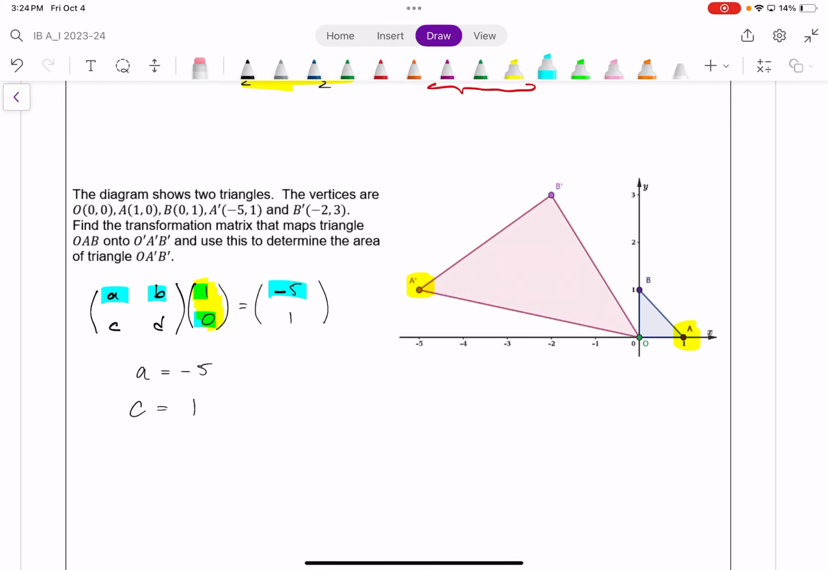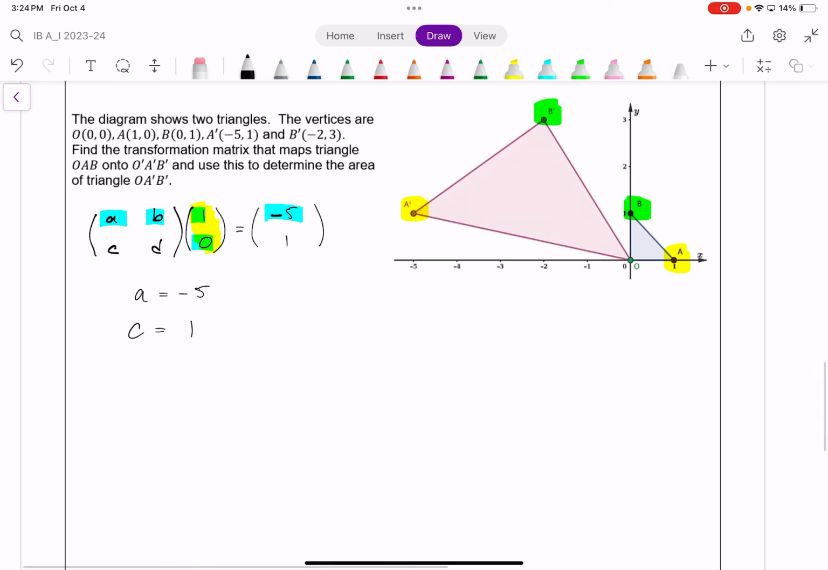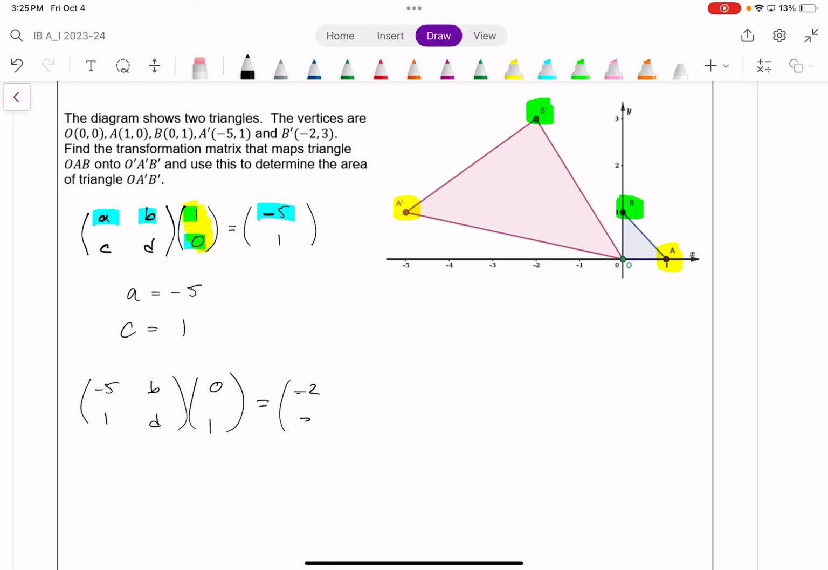Let's now do something similar for point B, from here to here. This time I know A and C. So I have -5 and 1. I don't know these ones. And I know when I multiply this by point B, which is at 0, 1, it'll end up at B prime, which is at -2 and 3. Same idea. Let's perform some matrix multiplication. -5 times 0 plus B times 1 equals -2, which means B equals -2. And lastly over here, 1 times 0 plus D times 1 is 3, so D equals 3.